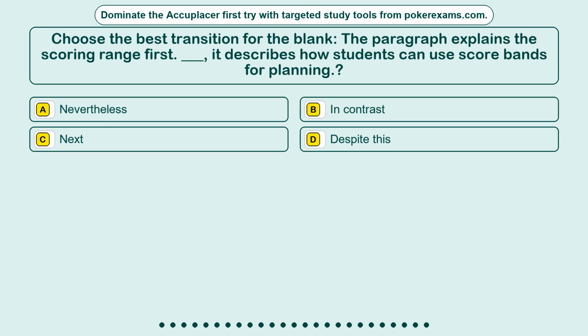Question 21. Choose the best transition for the blank. The paragraph explains the scoring range first. Blank. It describes how students can use score bands for planning. Option A. Nevertheless. Option B. In contrast. Option C. Next. Option D. Despite this.